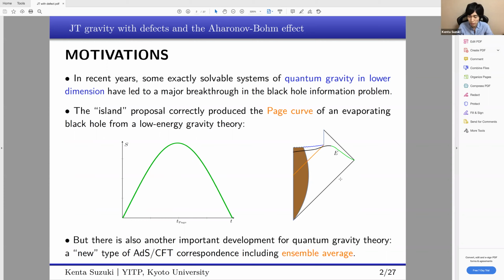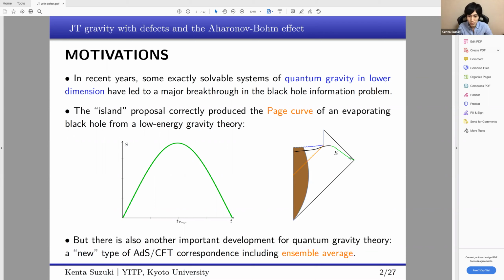This right-hand side diagram shows a Penrose diagram of an evaporating black hole, and this brown region corresponds to the collapsing matter, which forms a black hole horizon, which is denoted by this orange line. And this weakly blue line is a black hole singularity, and because of the Hawking radiation, this black hole completely evaporates at some time.